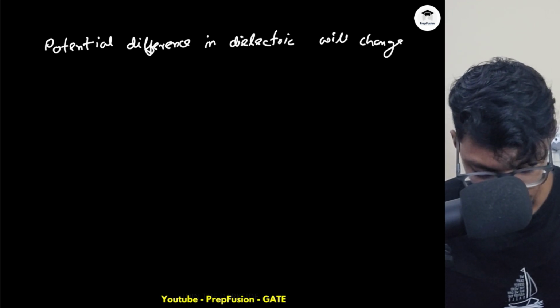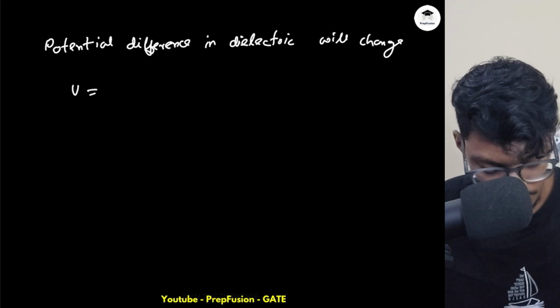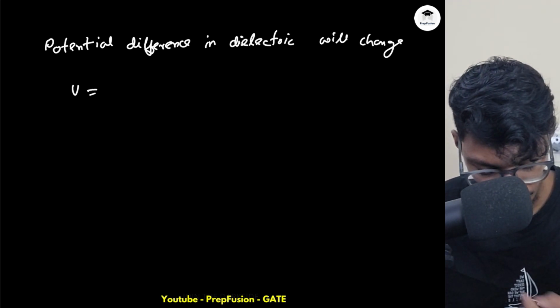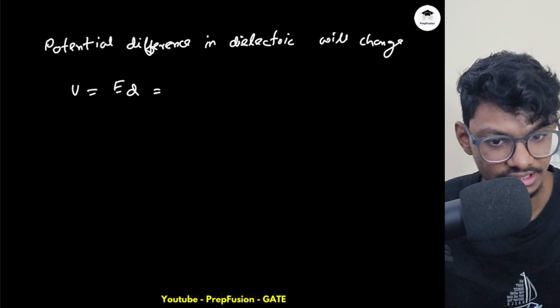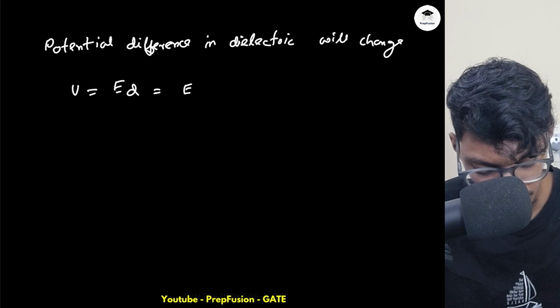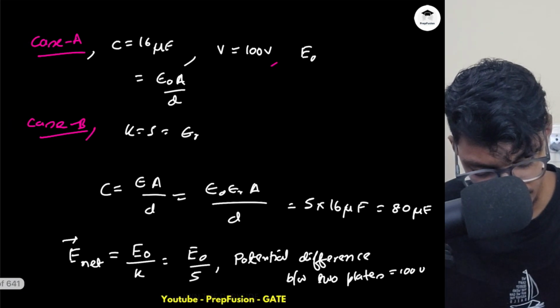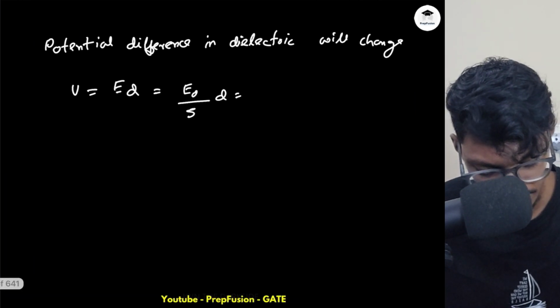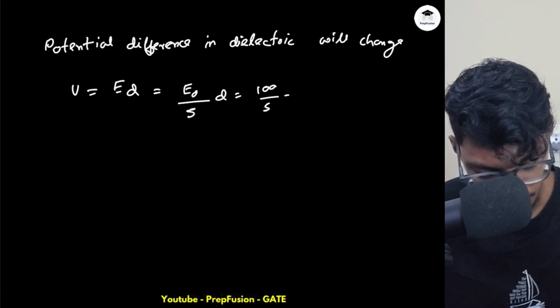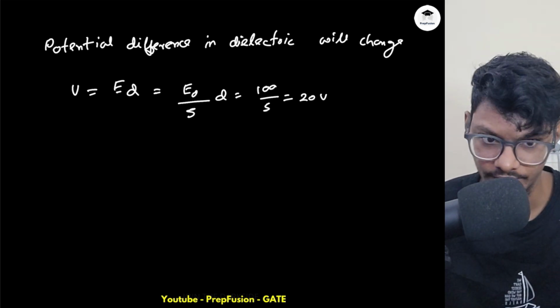Because what was my V inside a parallel capacitor? V was equal to E into D, and now E net has changed, right? E net is simply E0 by 5 times D, and E0 into D was previously 100. But now it has changed, so it will be 100 by 5, so it will be 20 volts. Okay, so potential will be 20 volts simply.